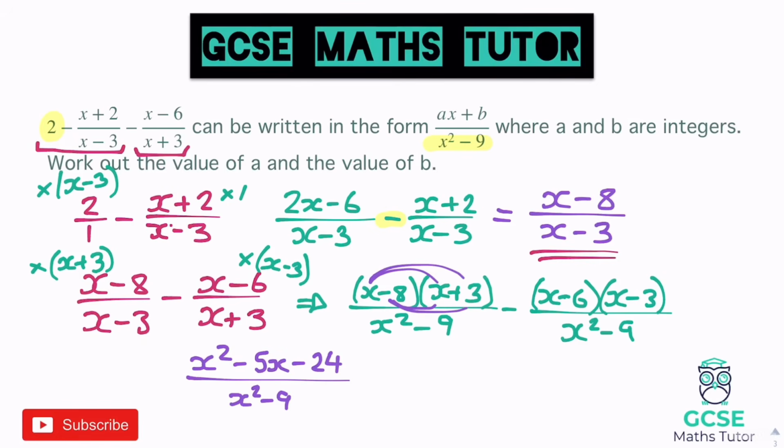There we go. And from that, we're going to take away the other one. So we've got x times x again, which is x squared. Then we've got minus 3x and a minus 6x. That's going to make, the minus 3x and minus 6x, which makes minus 9x. So we have minus 9x. And then we've got negative 6 times negative 3, which is plus 18. There we go. And again, that's all over the x squared minus 9.